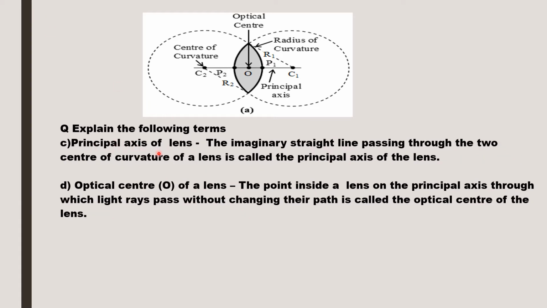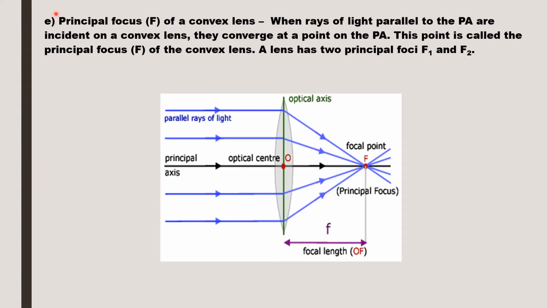Then define principal axis of a lens. The imaginary straight line passing through the two centers of curvature of a lens is called the principal axis of the lens. Optical center of a lens: a point inside a lens which lies on the principal axis, through which the light rays pass without any deviation or without changing their path, is called the optical center of the lens.